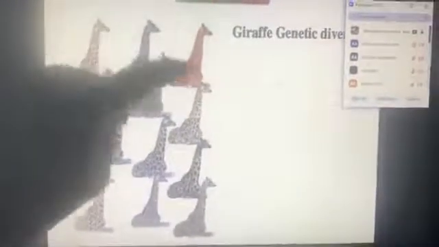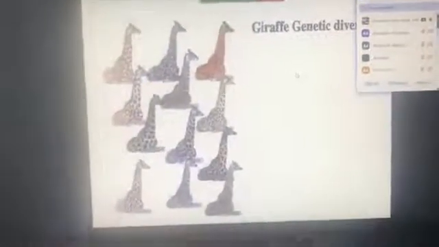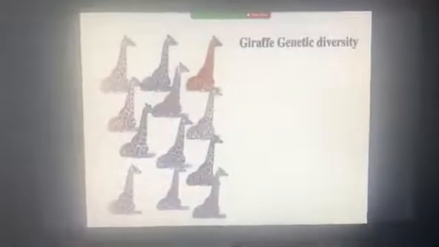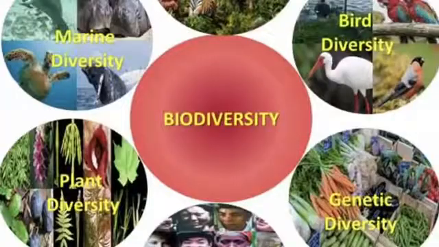So guys, when I talk about genetic diversity, for an example, the variety in colors of what? Of giraffe or of an organism. It means genetic diversity is a variety in genes, and you must know that the color is a type of gene. So all students, please put a line under the definition of genetic diversity.